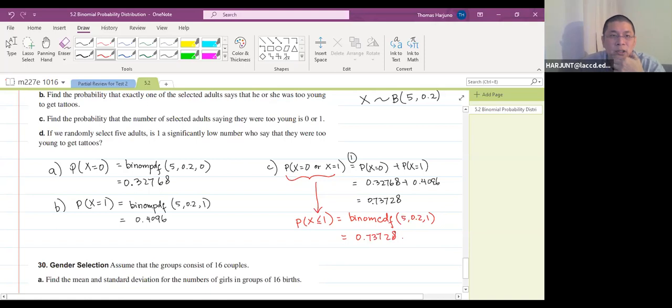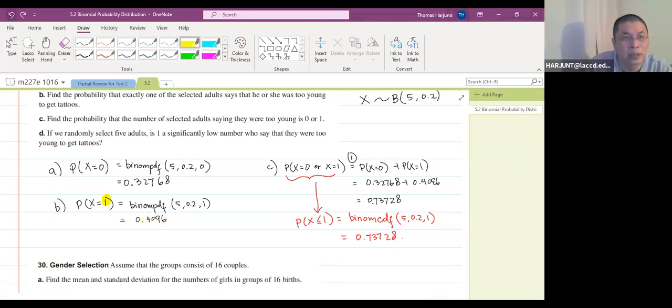Now, part D, which I didn't ask you to do: is 1 a significantly low number who say they were too young to get tattoos? Is the outcome 1 significantly low? Because the probability is more than 5%, the answer is no, it's not significantly low.